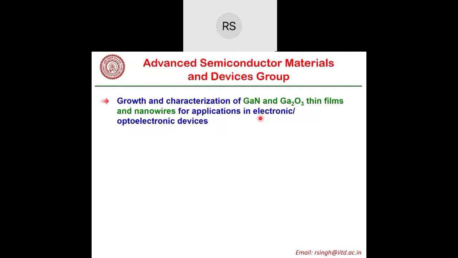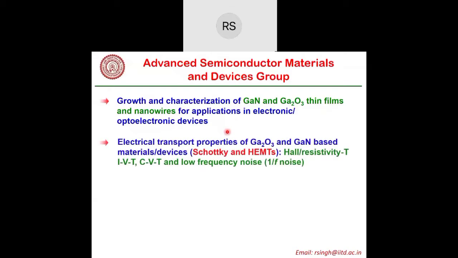A few years back, a new material, an ultra wide band gap material, has also come into the picture, and a lot of research internationally is going on this one. This is called gallium oxide. So we do a lot of work on gallium oxide and gallium nitride thin films and nanowires for their potential applications in electronic devices like Schottky barrier diodes, transistors, and optoelectronic devices like photodetectors or LEDs.